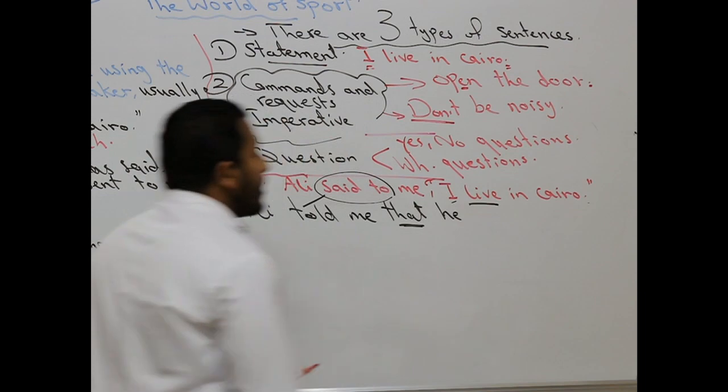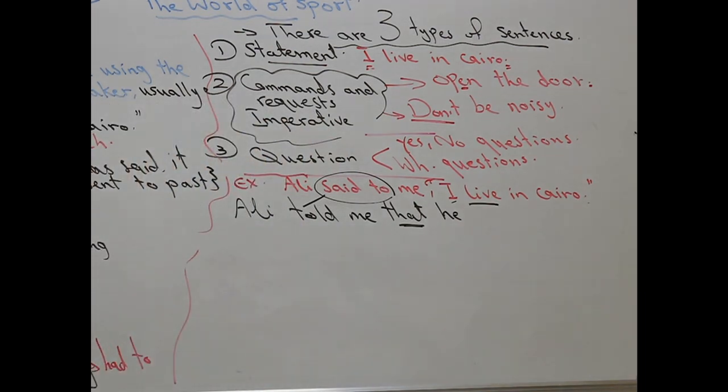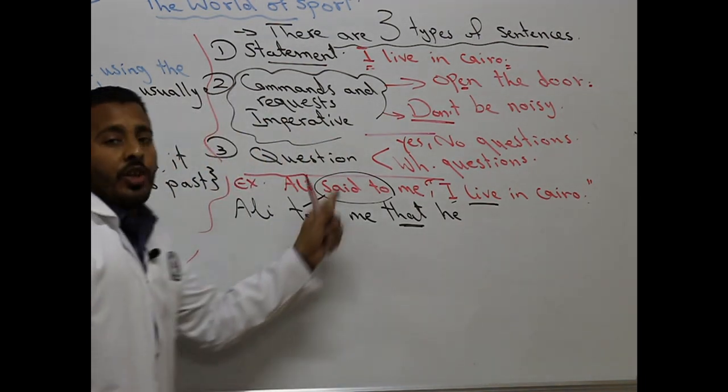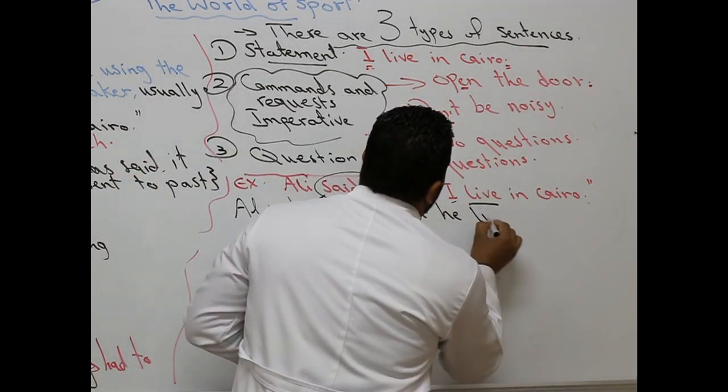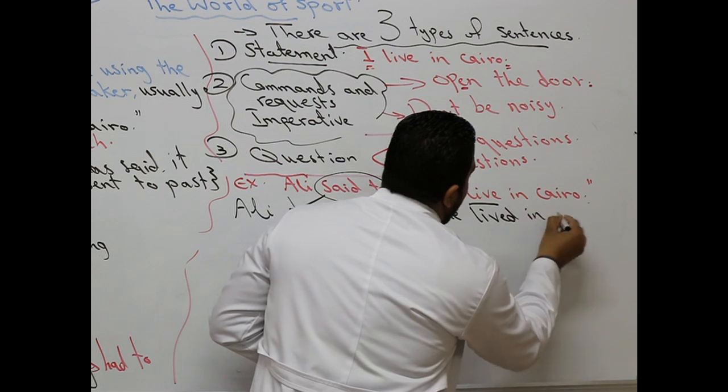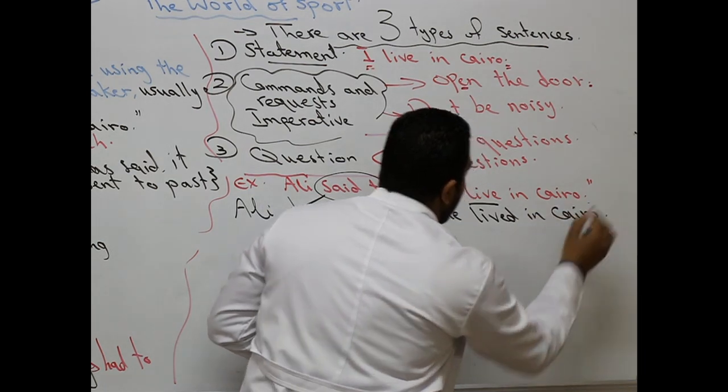This sentence is present simple. So we change the present simple into past. Ali told me that he lived in Cairo.